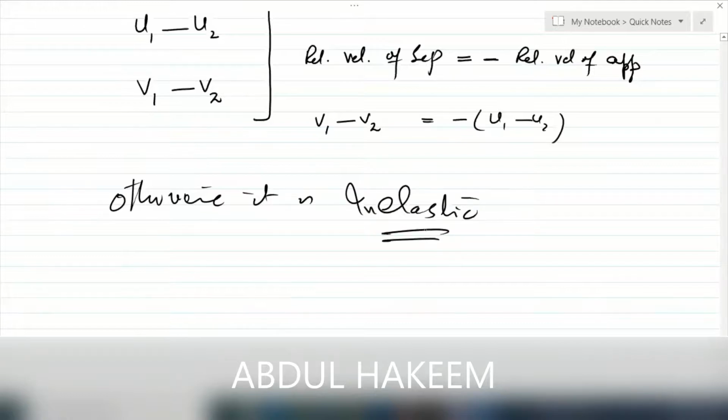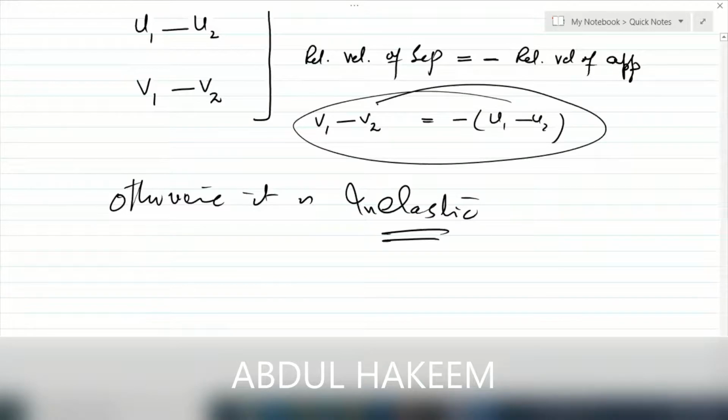So we have to study two types of collision, one elastic, the other inelastic. If this equation is valid, we will write it's elastic. If this equation is not valid, we will write inelastic.